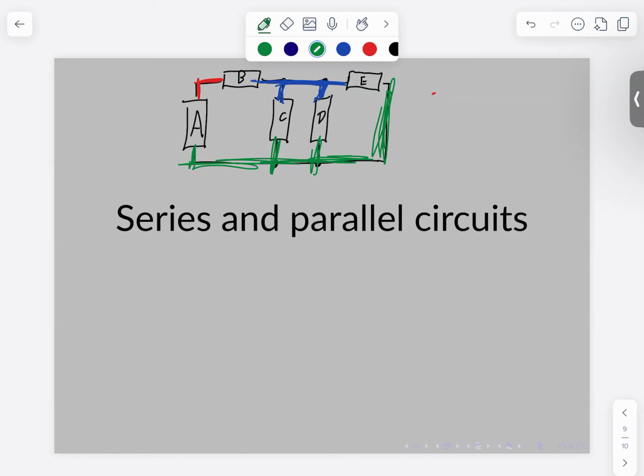B does not have green on it. A does not have blue on it. So A and B are not in parallel. The AB combination, though, goes from green to blue. So if we talk about AB as a single component, and we will eventually do this, AB as a single component does go green to blue. For now, though, I want you to be able to identify which individuals are connected in series or which individuals are in parallel. Does this help?